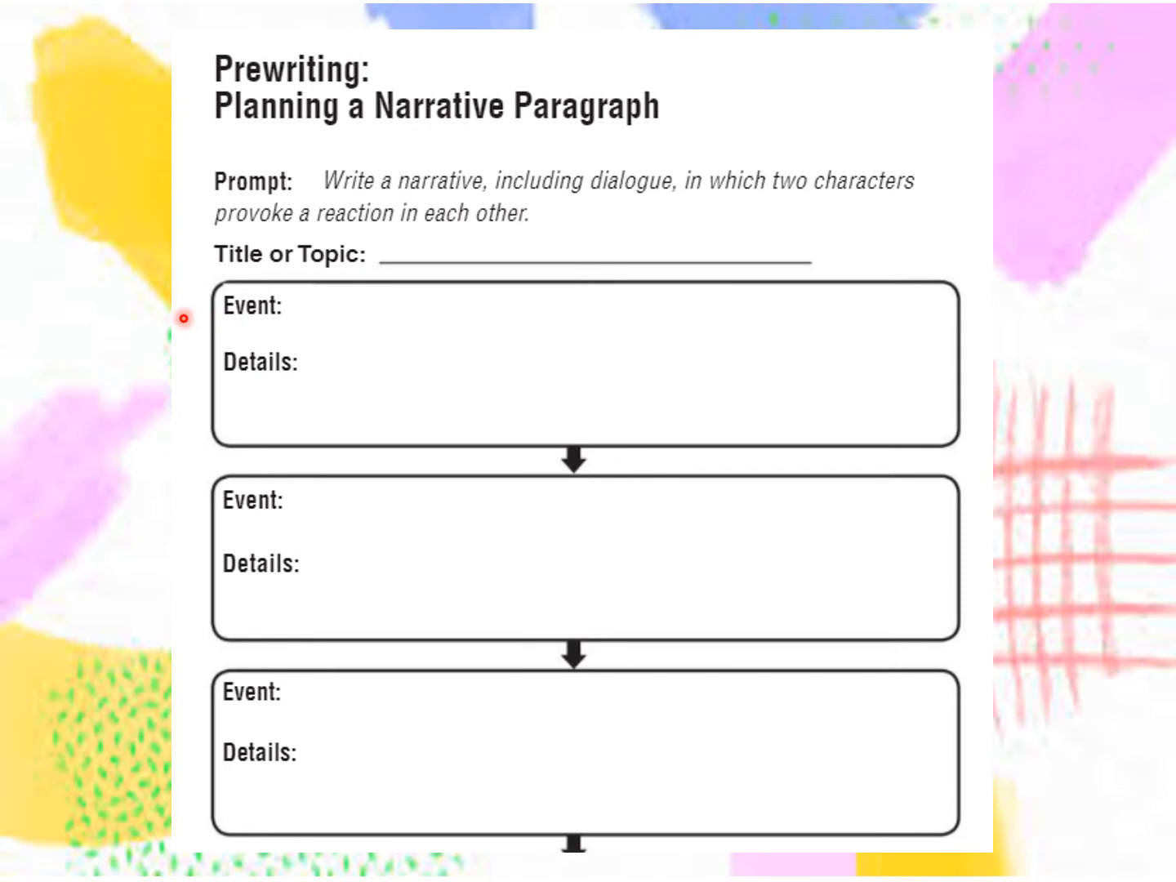This is our graphic organizer for planning a narrative paragraph with dialogue. Our prompt would be: write a narrative or a story. It can be a fictional narrative or a personal narrative, including dialogue in which two characters provoke a reaction in each other. So decide on the title or the topic. You can change it any time you want. Just make sure that you know what you're going to write about. We have events and details that we need to identify, and just a simple flow chart so we would know the beginning, the middle, and the end of our narrative.